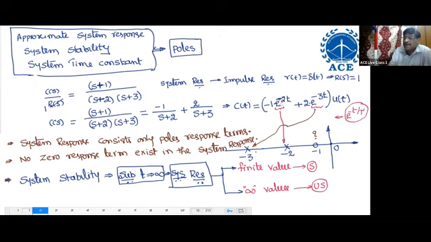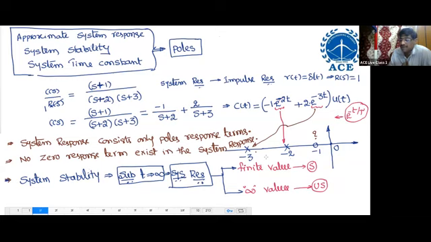What happened? 1 by tau equal to 2, that means tau equal to 0.5. 1 by tau equal to 3, tau equal to 0.33. That means we got the time constant for this pole, that is 0.5, and the time constant for this pole, that is 0.33. We got the time constant for the first pole, 0.5. The second pole is 0.33.